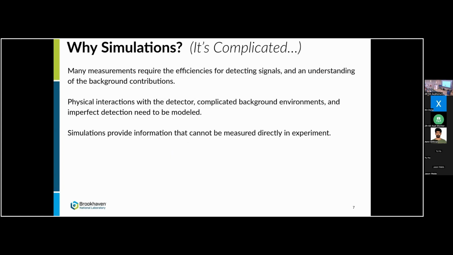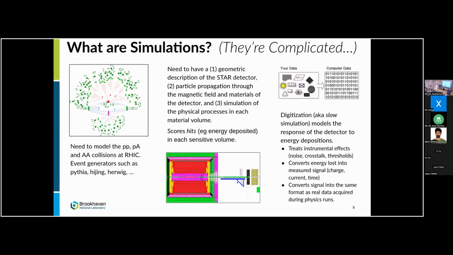So, whoa, this is supposed to have, yeah, my animation is not showing up here. So, again, we've asked why do we do simulations. Now we can address how. So we need to model the proton-proton, pA and AA collisions at RHIC.